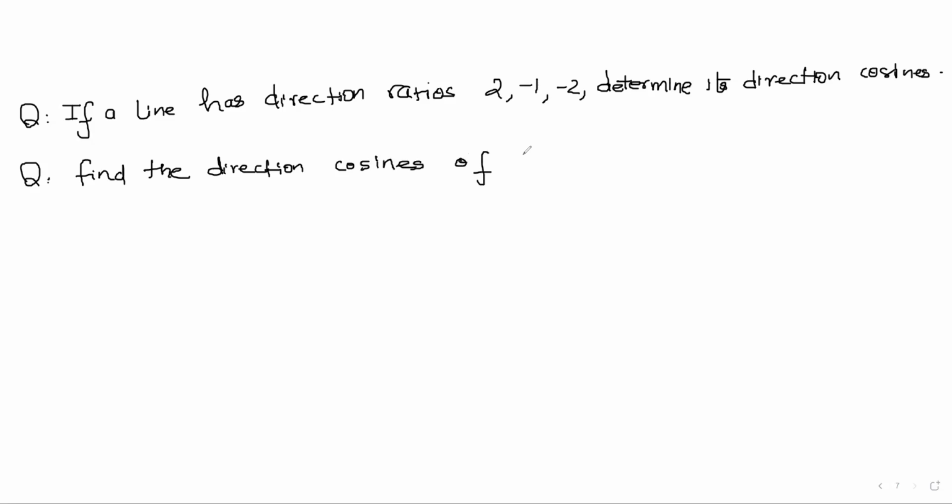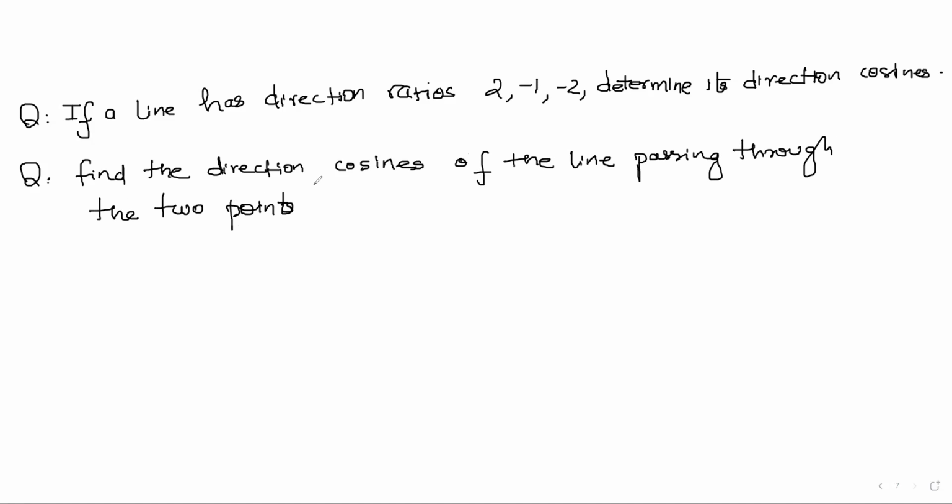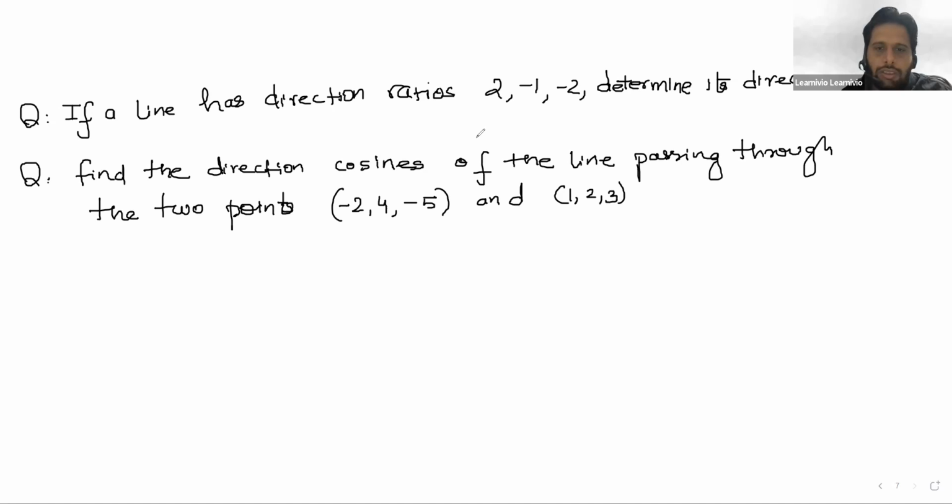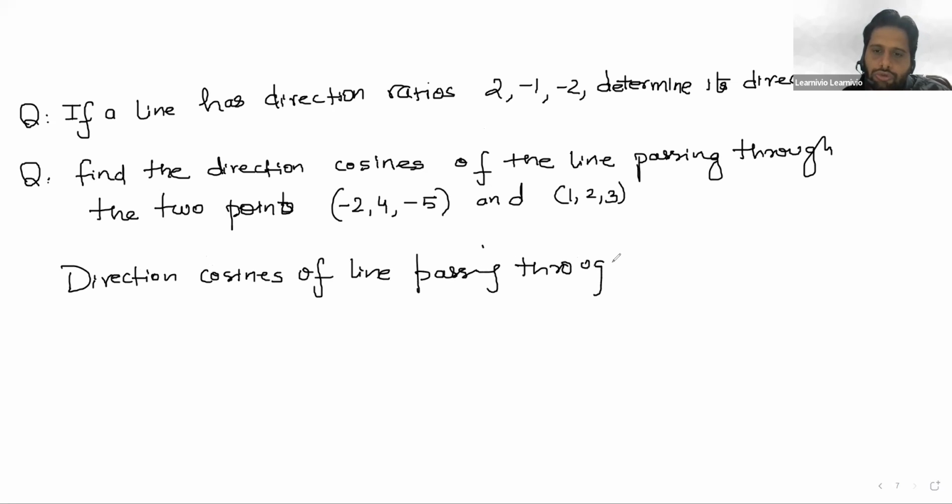Find the direction cosines of the line passing through the two points minus 2, 4, minus 5, and 1, 2, 3. We can solve this question directly, or I can tell you the formula for the direction cosines of a line passing through two points.